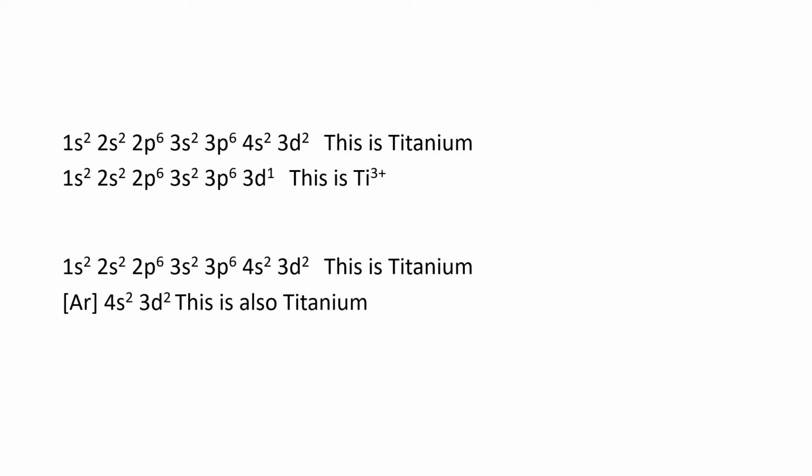If we look up here, the electron configuration of argon is this. So the 1s2 through the 3p6, that's argon. What we're doing down here is we're saying argon plus a few bits. It's just a way to save some time. You don't have to do it, but you can if you're interested in saving just a little bit of time.